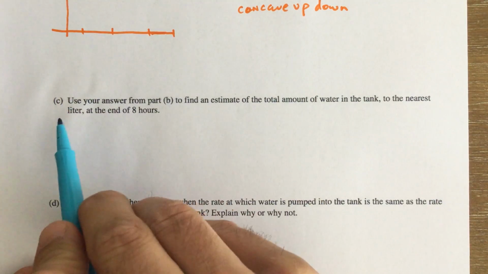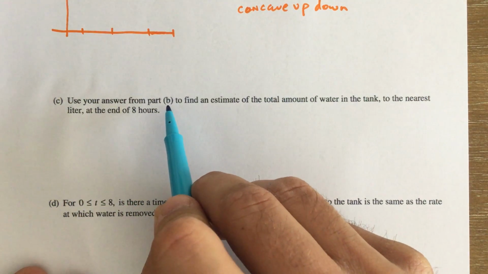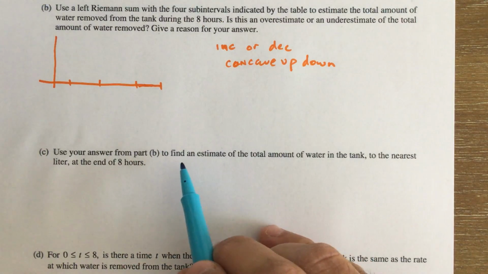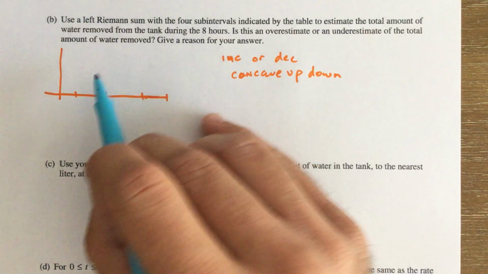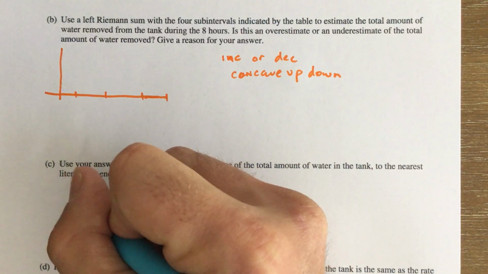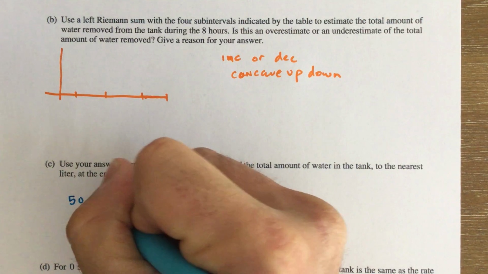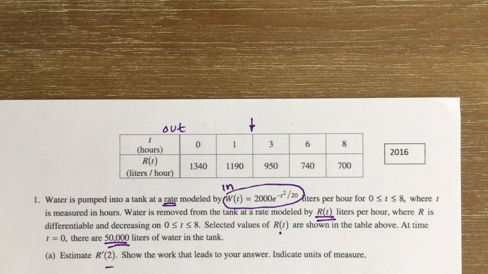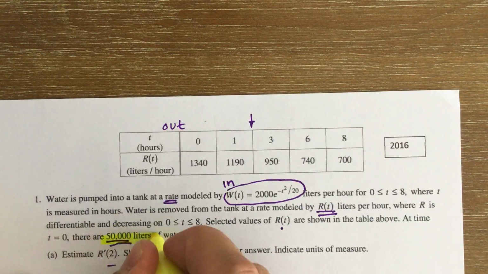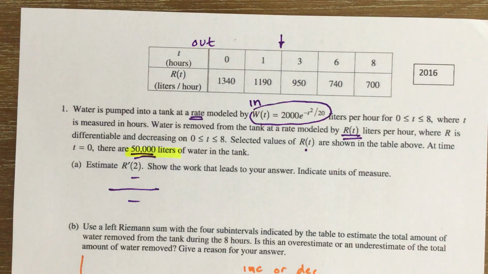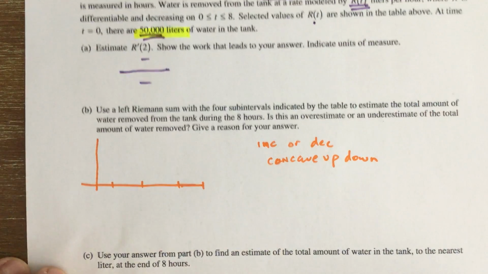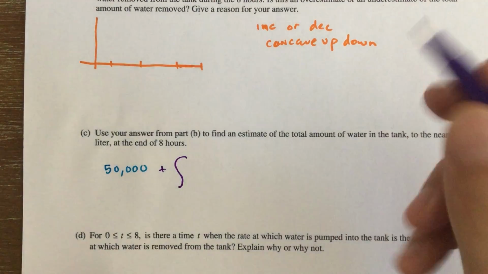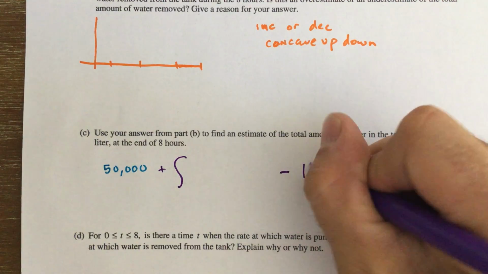All right, part C. Use your answer from part B, so we have to use this answer, to find an estimate for the total amount of water that is in the tank to the nearest liter. So this was just water coming out of the tank. Remember, we started with $50,000. And I typically always highlight that because you know you're going to use it eventually. Maybe not on the first part, not on the second part, but on part C, you know you're going to use that number. We're starting with the 50,000, and we have water that's going into the tank, and we also have water that's coming out of the tank.